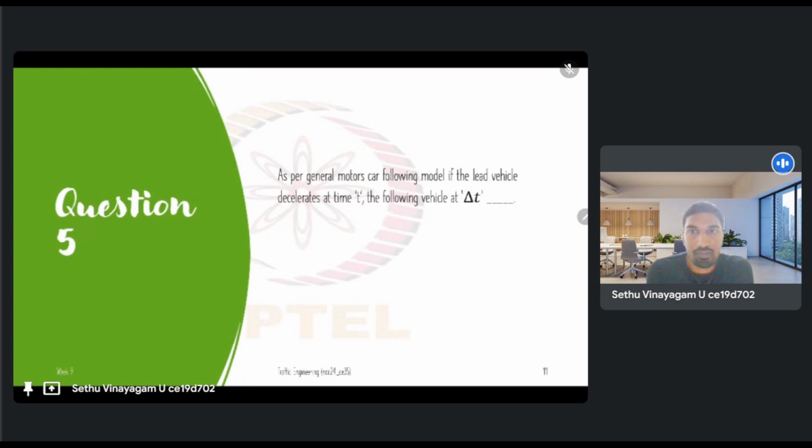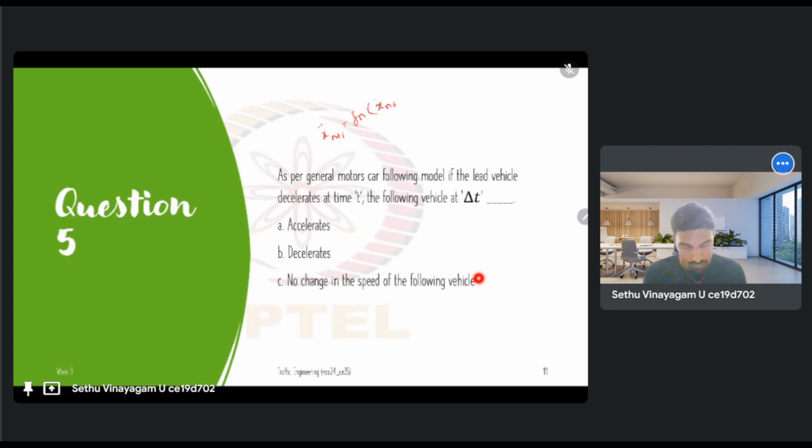Question number 5 is, as per the General Motors car following model, if the lead vehicle decelerates at time t, the following vehicle at t plus delta t will be dash: accelerates, decelerates, or there won't be any change in the speed of the following vehicle. Here, in the GM models, the acceleration or the deceleration of the follower is a function of the relative speed.